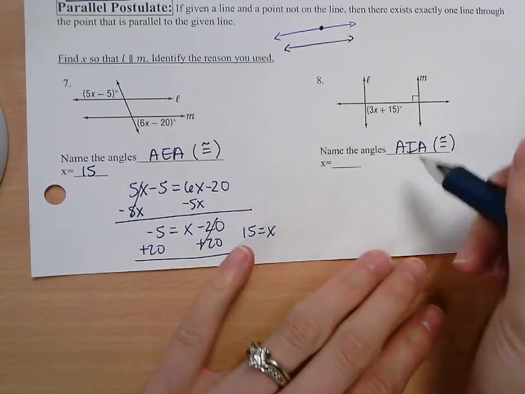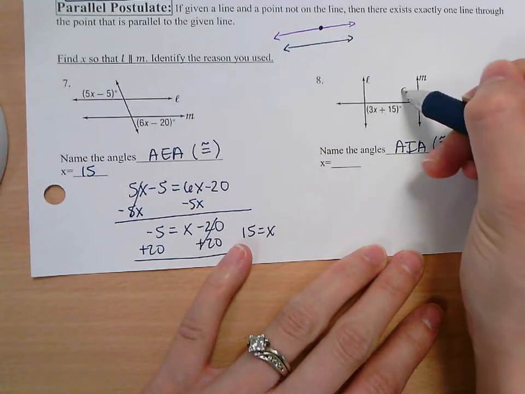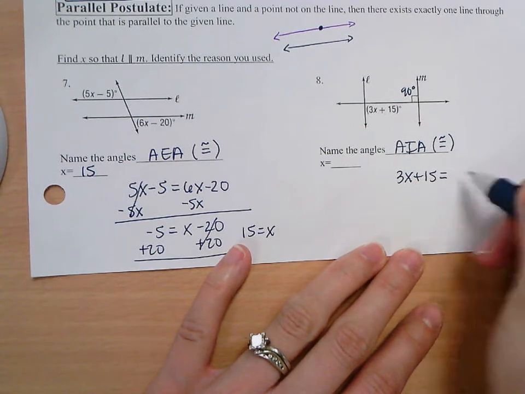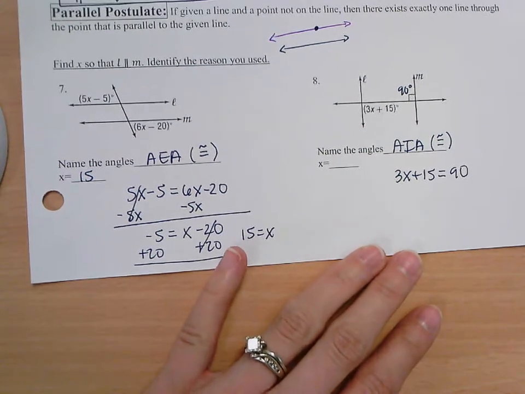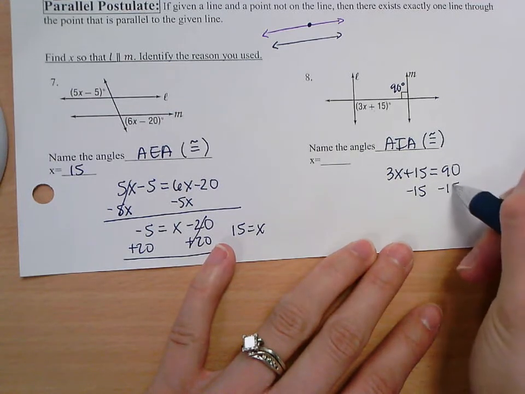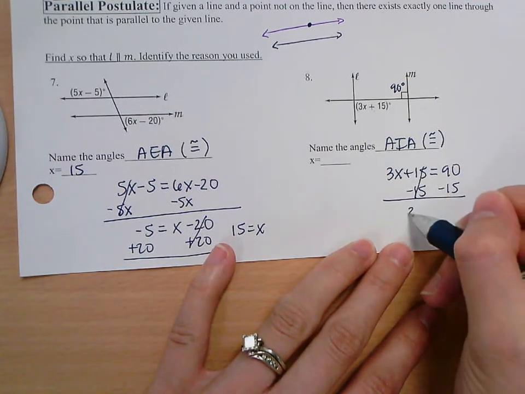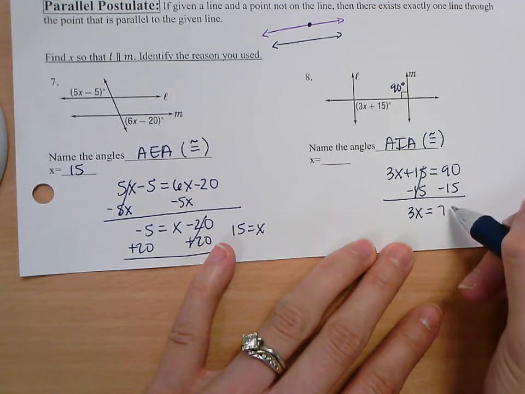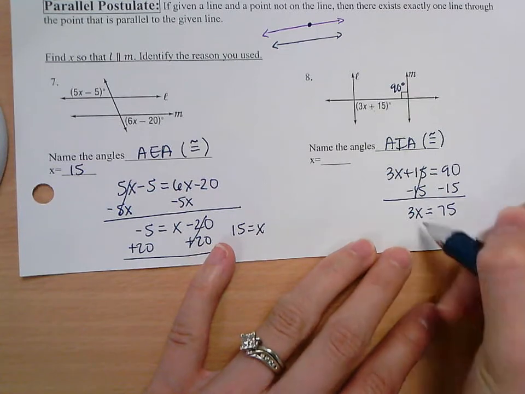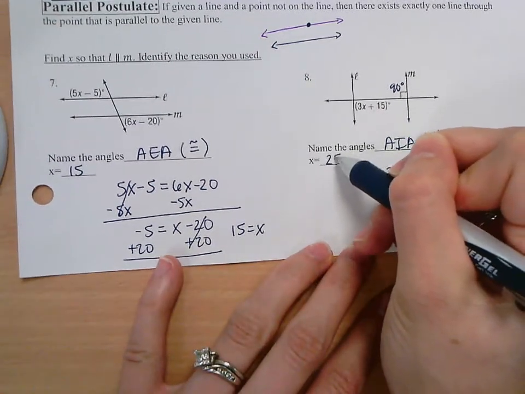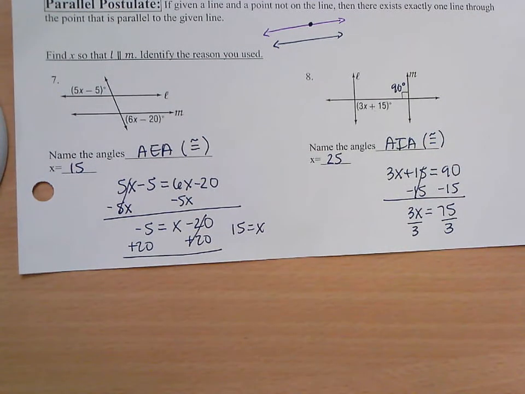So I have to set these equal to each other in order to find the x value that makes them congruent. So this angle I know is 90. So I know 3x plus 15 must equal 90. And then solve for x. Subtract 15. So 3x would equal 75. Divide by 3. And so x would equal 25. That is the x value that would make them parallel.